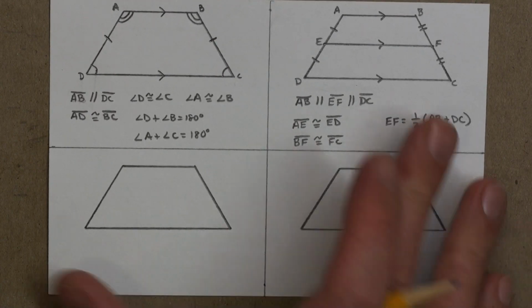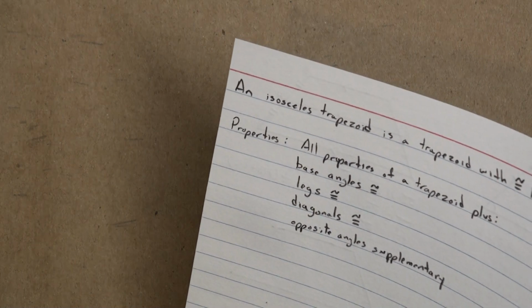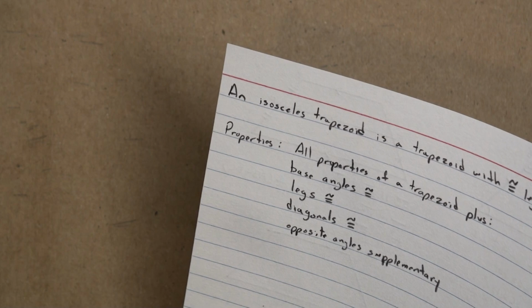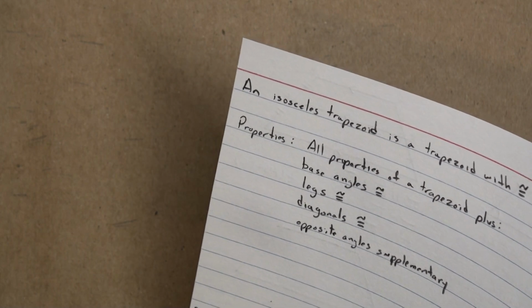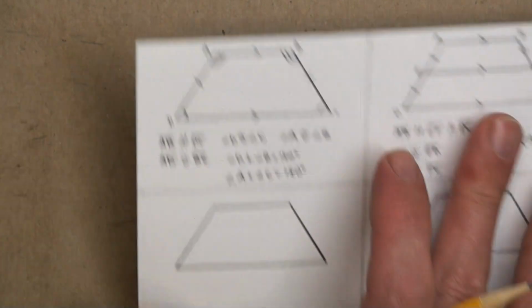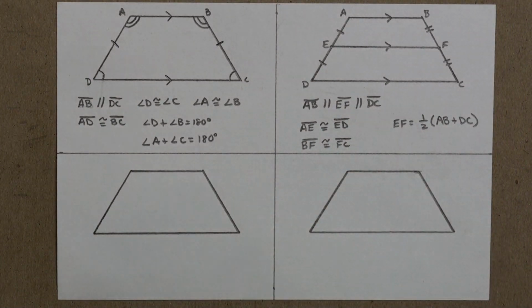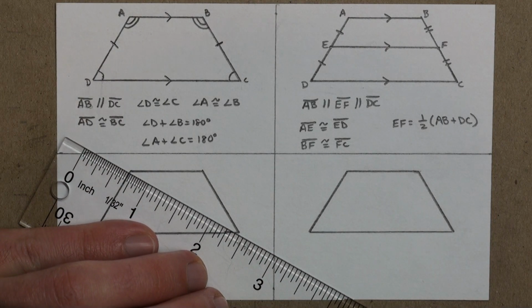Now, let me see what else we want to put here. Let's see. The diagonals are congruent. Alright, so we really only need 3 pictures, it looks like.